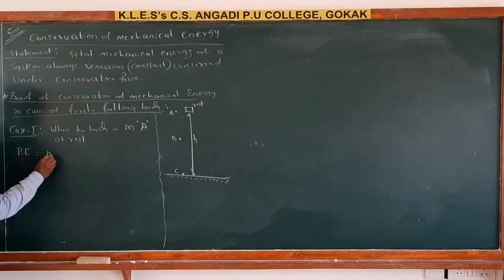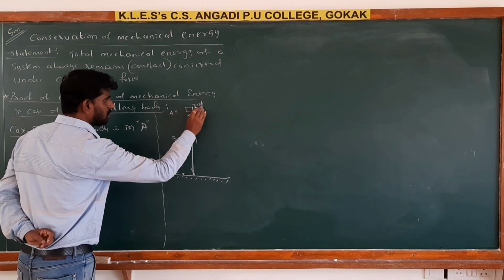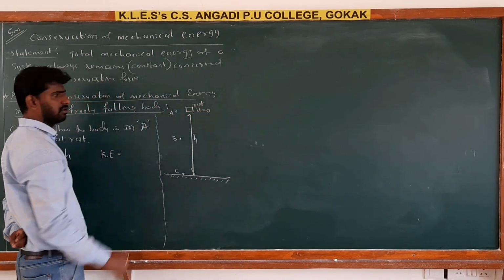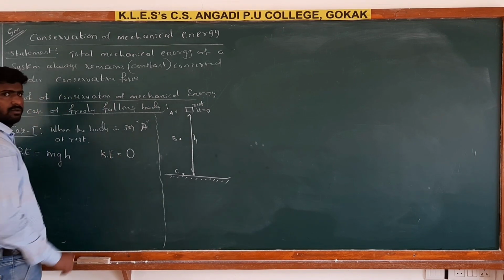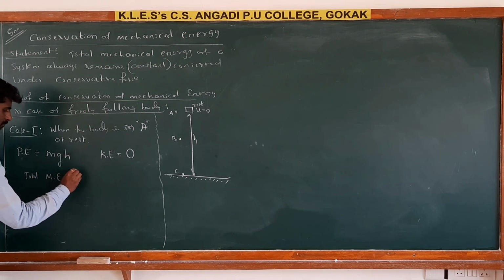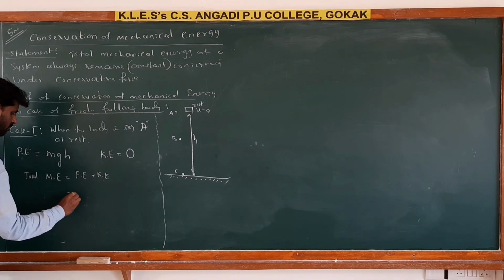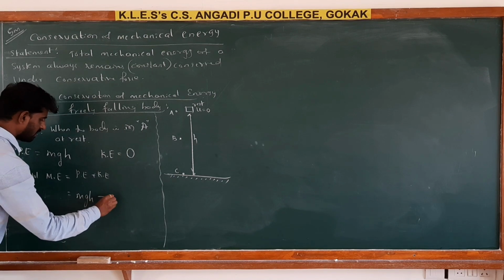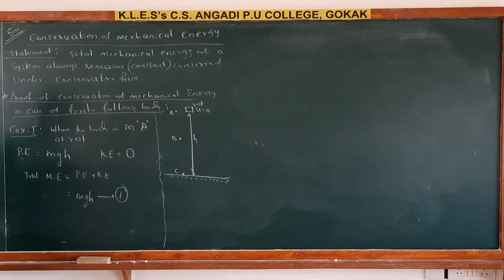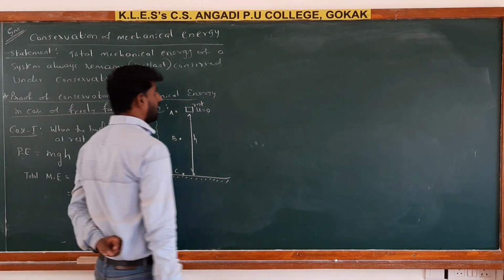So you can write its potential energy as m into g into h. And what about its kinetic energy? The body is at rest, so the initial velocity u equal to 0. It means its kinetic energy is 0. So what about the total mechanical energy? Total mechanical energy is equal to the sum of potential energy and the kinetic energy. Here the kinetic energy is 0, the only term is potential energy, that becomes mgh. Say equation number 1. Is it clear now? Okay, at position A. Then I take the second case.